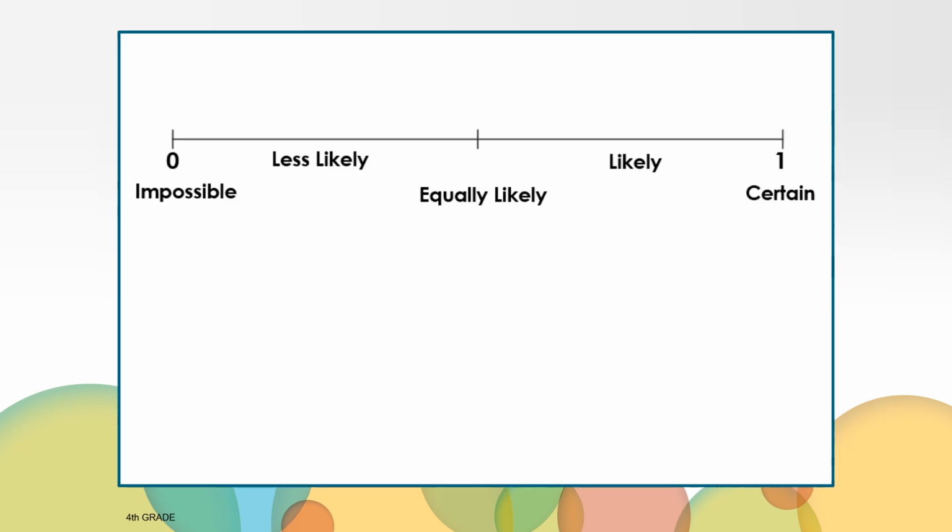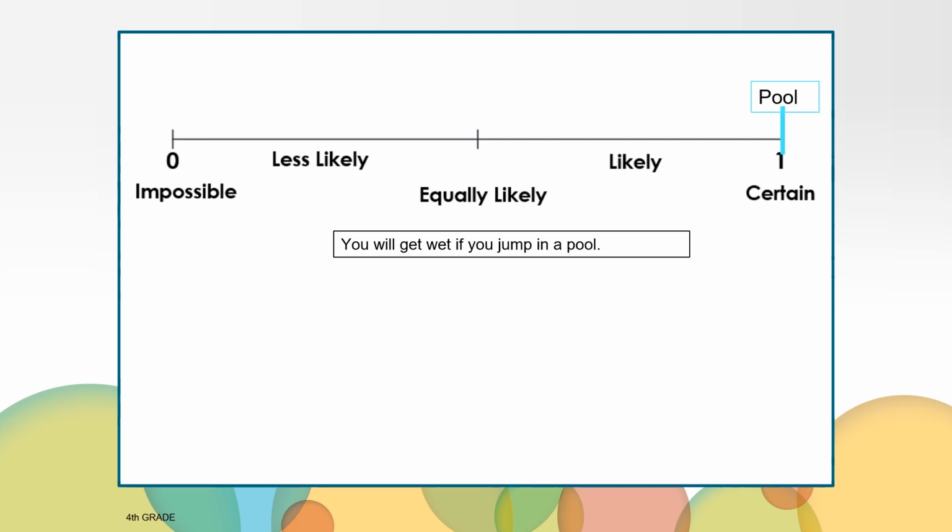Let's check our answers. Remember, your lines don't have to be in the same place as mine to be correct, but they should be close. Our first statement was, you will get wet if you jump in a pool. As long as that pool is full of water, it is certain that you will get wet if you jump into it.